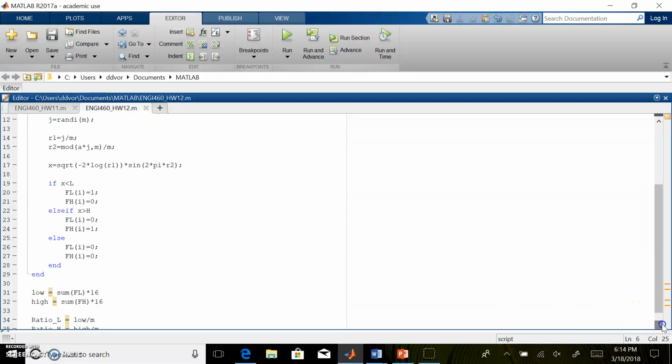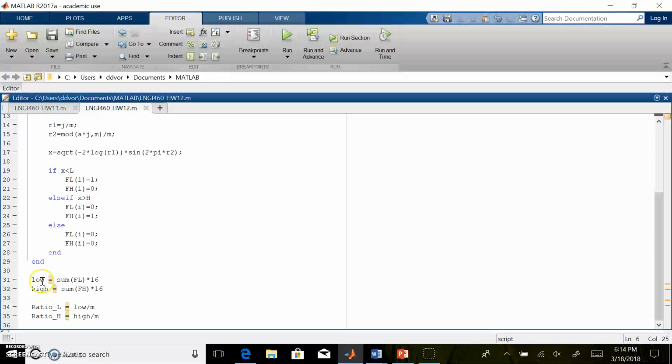So at the very end, for our low and high values, the count is the sum of each of these arrays, and then we multiply it by 16 because we had divided n by 16 in the beginning. And then our ratio of low and ratio of high just shows how many times it falls outside, divided by the number.